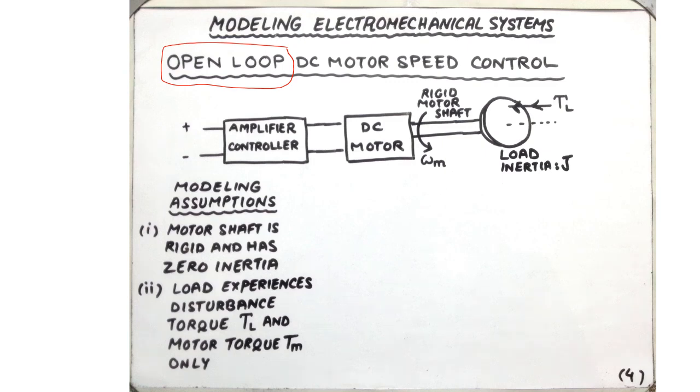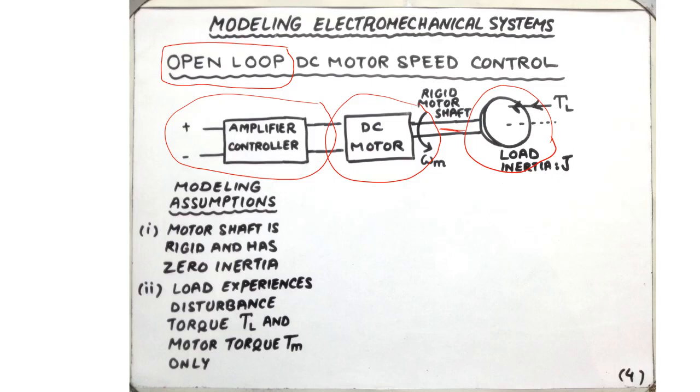The circuit of this electromechanical system contains an amplifier controller, shown here, driving the DC motor, whose shaft over here is connected to some load, shown as a disc here. And the load has some inertia, represented as J. The load also experiences some disturbance torque TL.